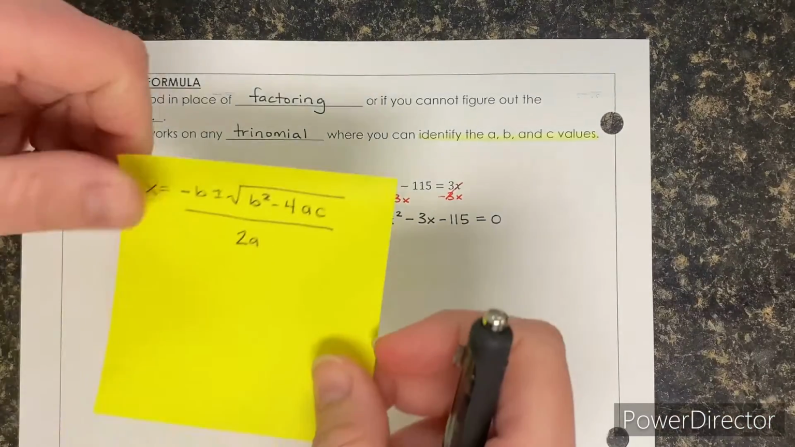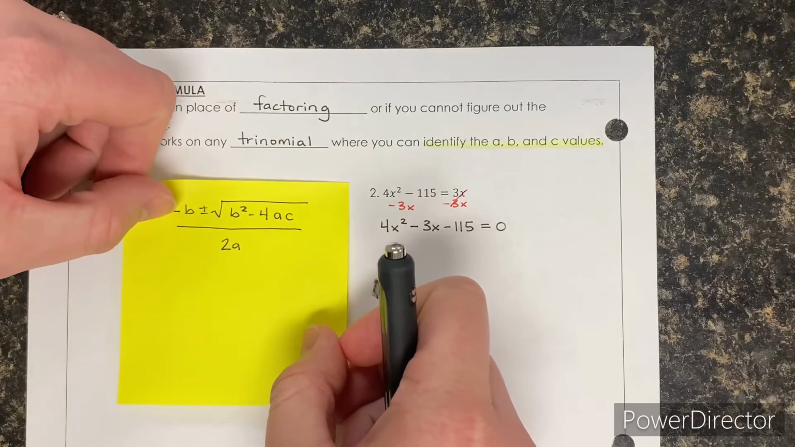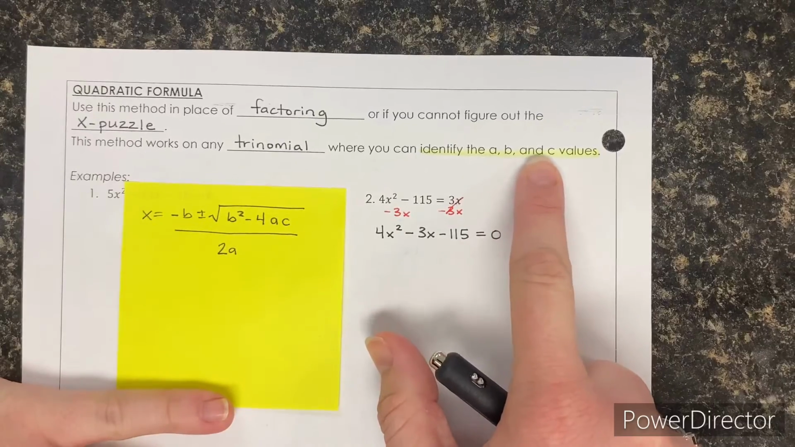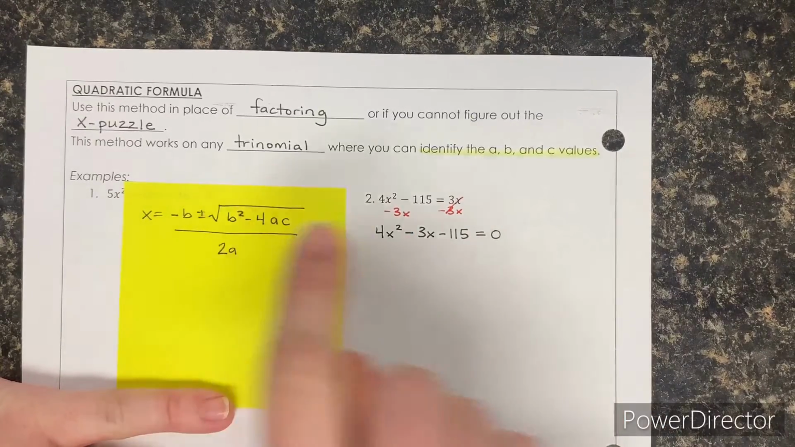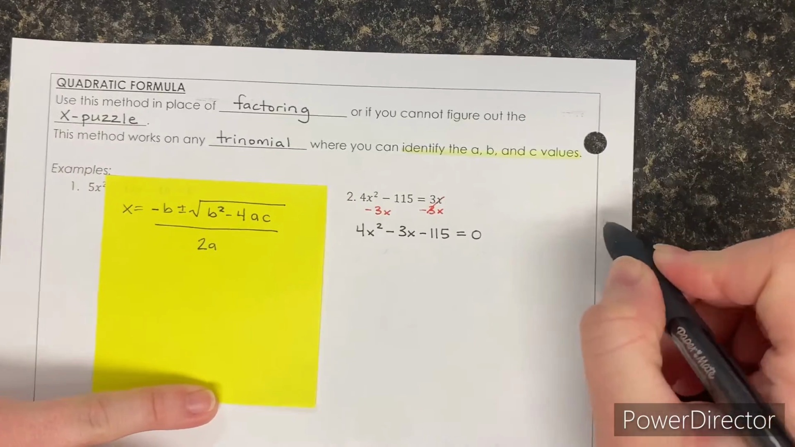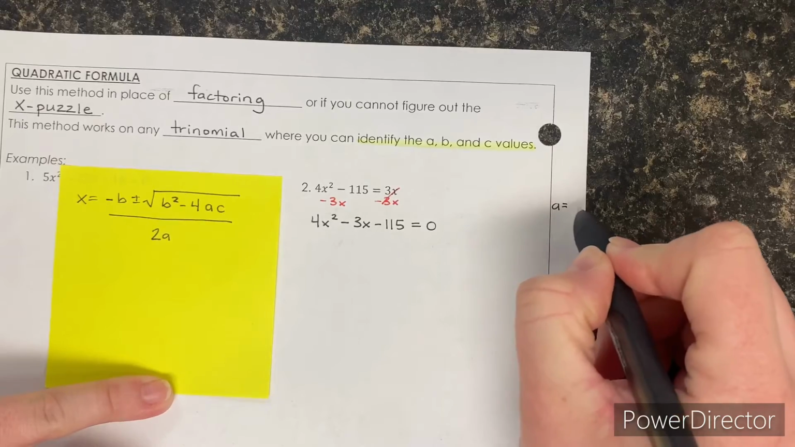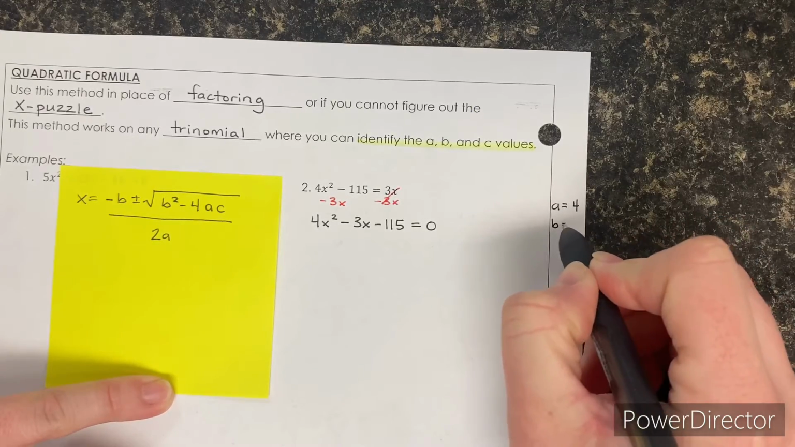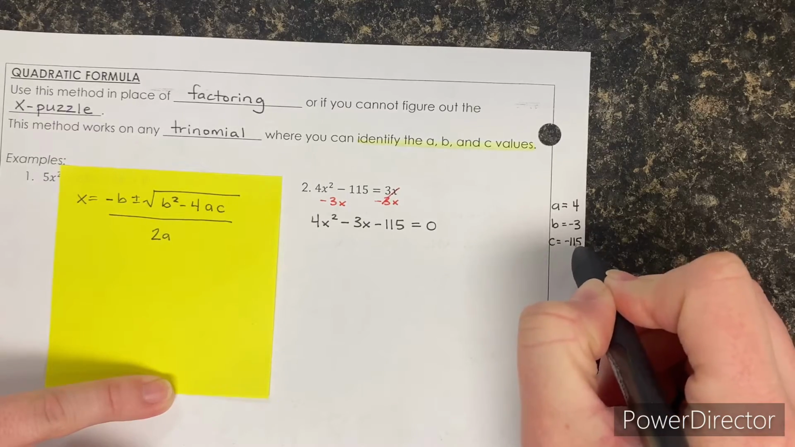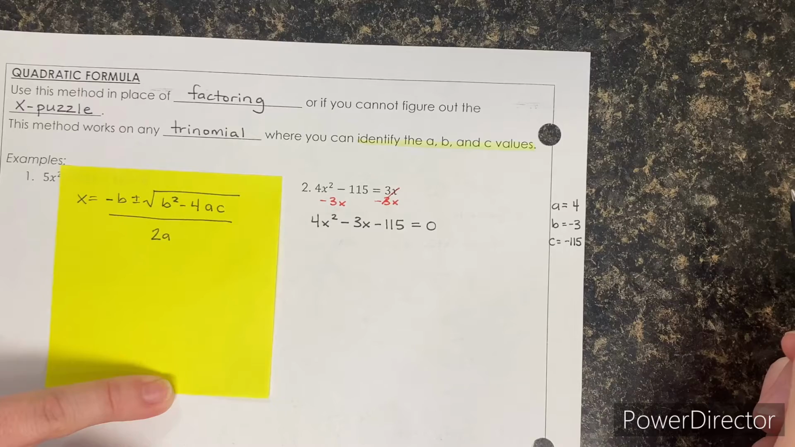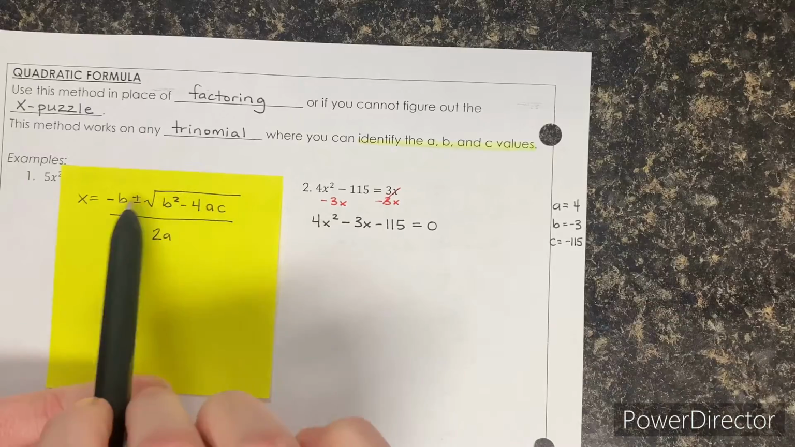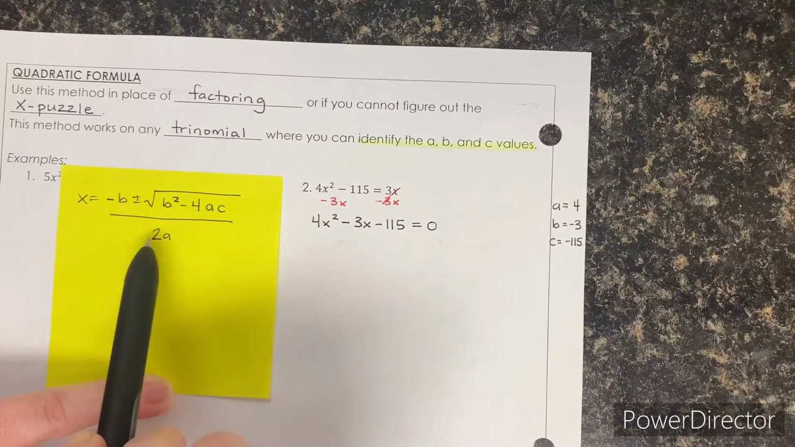So here is the quadratic formula. What we now need to do is identify those a, b, and c values and then take those values and plug them in to the quadratic formula, okay? So I'm going to write them over here on the side. My a value for this one is 4. My b value is negative 3. And my c value is negative 115. Now all I have to do is take 4, negative 3, negative 115, and plug them into the right spots over here.